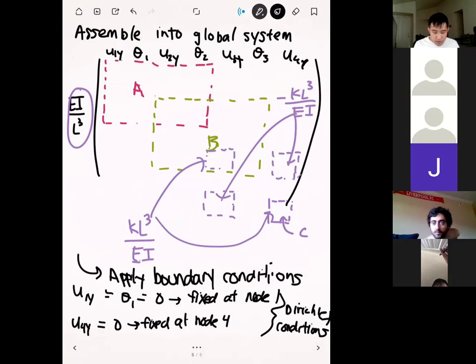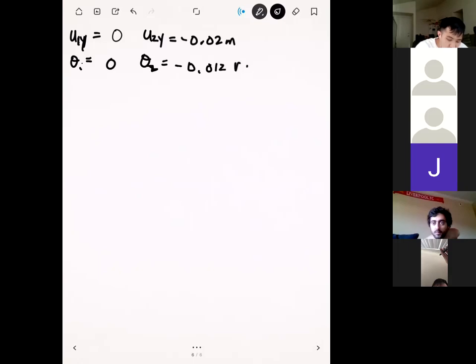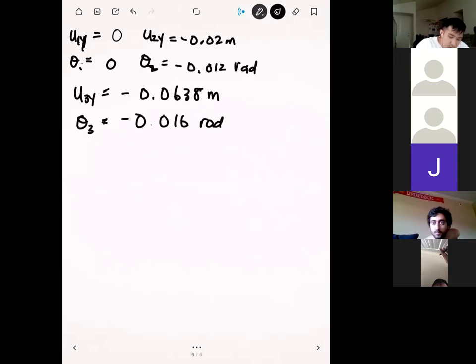Okay. And so if we plug in all those things and we apply the boundary conditions and all the loads and everything, what we'll get is the following. So here's our solution. Okay, so first of all, we get u1y and theta 1. These guys are going to be equal to 0 because of our fixed condition over there. Okay. Next, we have u2y and theta 2. Right, so u2y is going to be a minus 0.02 meters, and theta 2 is going to be a minus 0.012 radians. Okay. Right, next we have u3y, so u3y is going to be a minus 0.0638 meters. Okay. Next we have theta 3, and theta 3 is going to be a minus 0.016 radians. Okay. And then finally we have u4y, which is going to be 0.